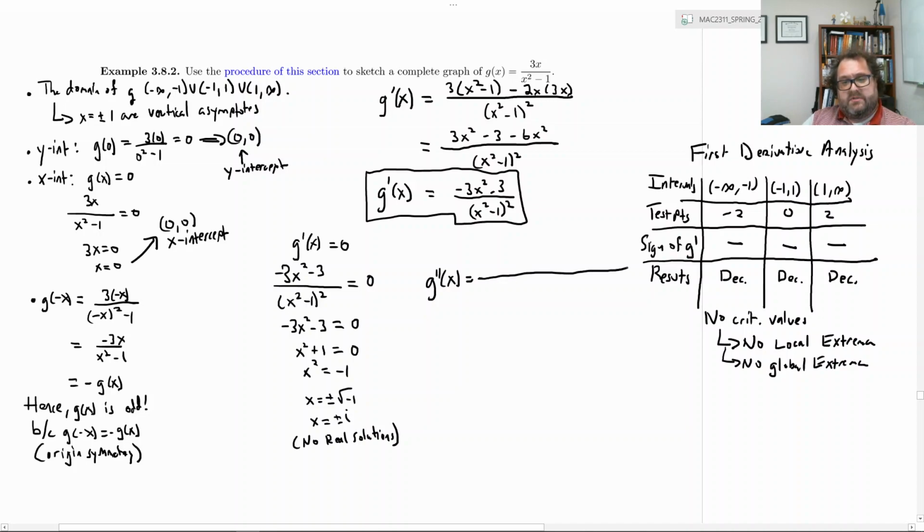Okay, so let's just see what we come up with here. The derivative of the top is what? Okay, it's negative 6x times the bottom, which is x squared minus 1 squared, minus the derivative of the bottom. Okay, this requires a chain rule.